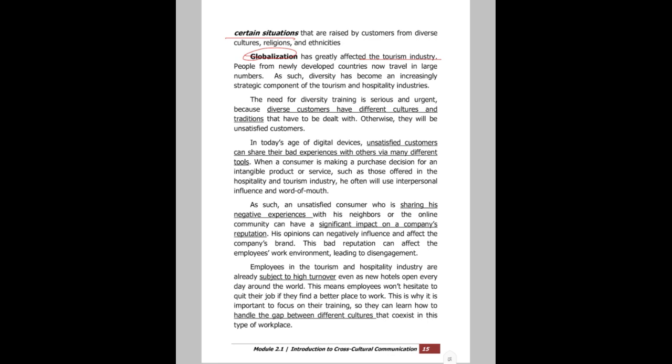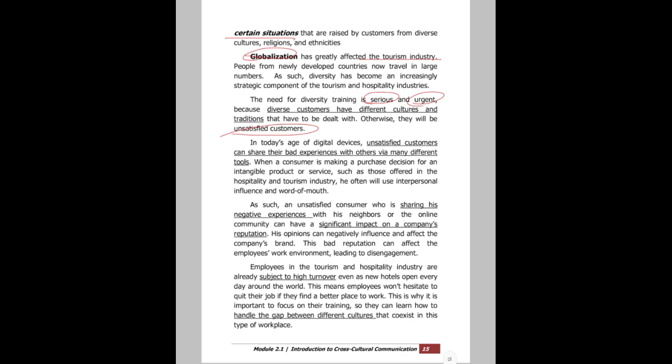So, the need for diversity training is serious and urgent because diverse customers have different cultures and traditions that have to be dealt with. Otherwise, they will be unsatisfied customers. Ayaw natin yon, to create an unsatisfied customer. Our aim at the end of the day is to satisfy our customer. At the end of the day, we want them to be happy sa mga products and services na binibigay natin sa kanila or ino-offer natin sa kanila. So, diversity training, cross-cultural training, and other related trainings na i-conduct ni company is really important.